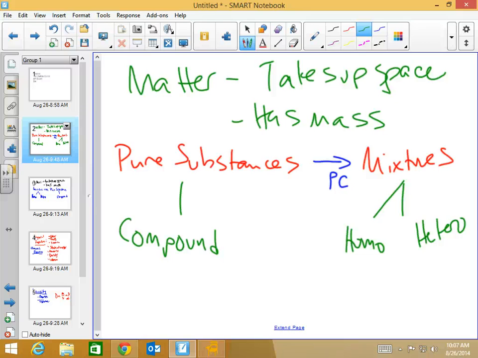What would be an example? Now, your textbook, if you looked at that little diagram that we talked about, it's there on page 24. They give you some examples of heterogeneous and homogeneous. Those are heterogeneous. Homogeneous, things like soda, gasoline, and air.